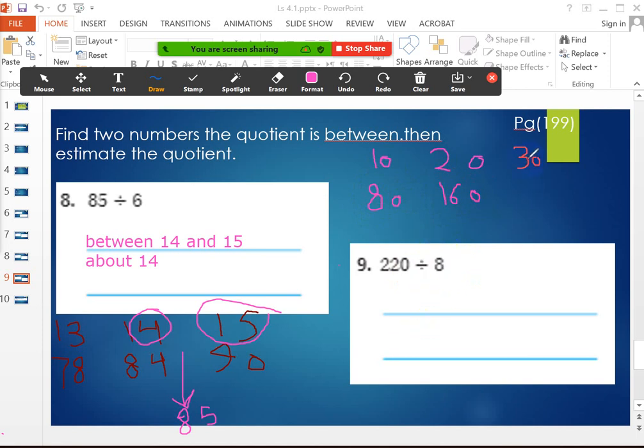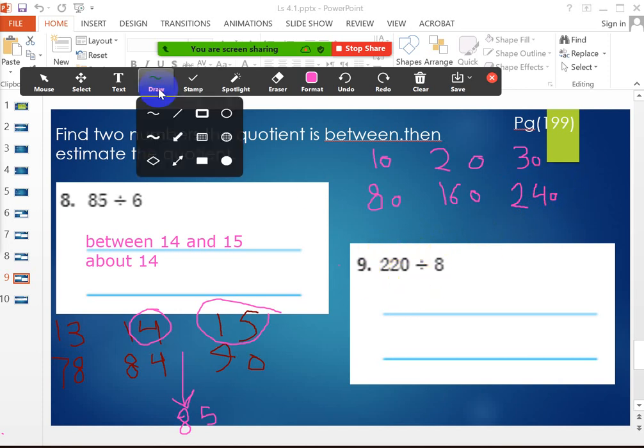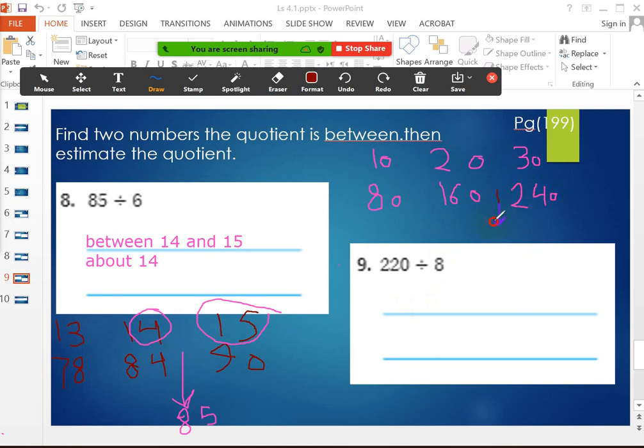Now 8 multiply 3 equals 24, and I have to put 0 next to the answer. So 240 is greater than 220. So I have to stop here. The 220 is between 160 and 240. That means the quotient will be between 20 and 30. Is 220 closest to 240 or 160?